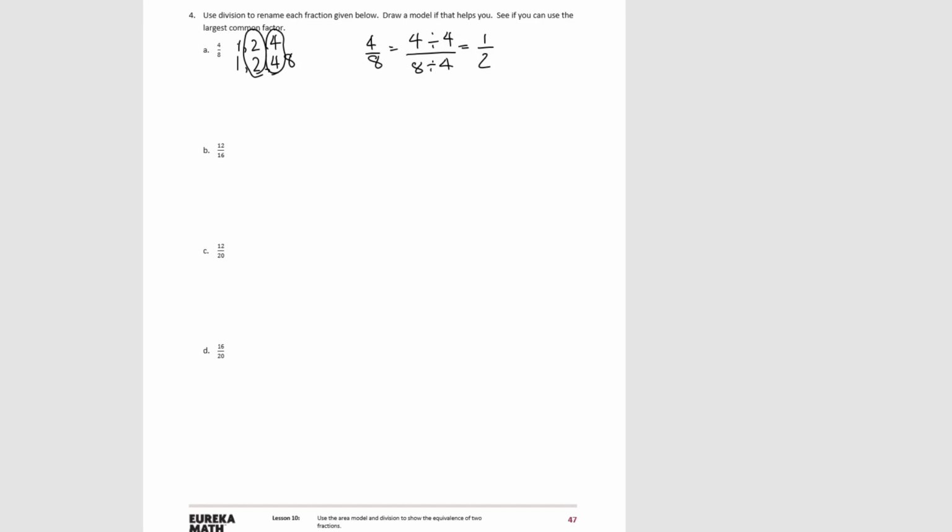So again, for 12 and 16, they both have 4 as a factor. So we can divide both 12 by 4 and 16 by 4. And we end up with 3/4. And again, there's no common factors, so that's as simplest form as we can find for an equivalence of 12/16. Try C.